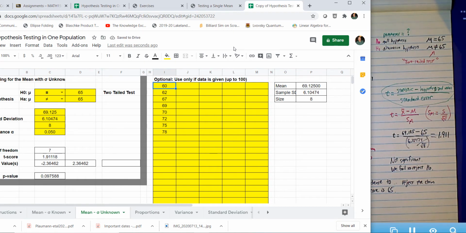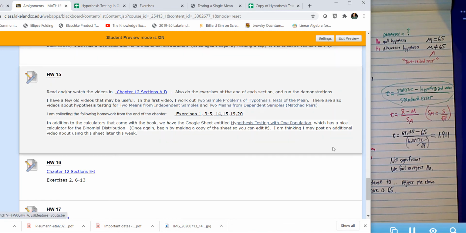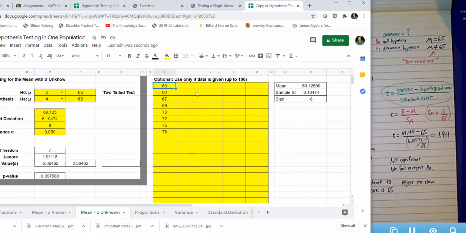There is a part B to question 1, so I want to go ahead and do that. Let's see, if I jump back to the exercise: the researcher realizes that she accidentally recorded the score that should have been a 76 as a 67. Are these corrected scores significant? Well, that's the kind of error that happens all the time. We just switched 2 digits. And so the question is, would that be a significant change? So let me quickly change this to a 76.